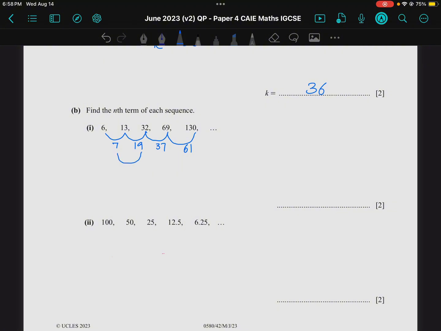Coming to this point, 19 minus 7 is 12. 37 minus 19 is equal to 18, and 61 minus 37 will give me 24. Again, it is not same. Again, subtracting the next two terms, 18 minus 12 is 6, and then 24 minus 18 is also 6. So it is the third step that you are getting. That means n cube will be the first term.